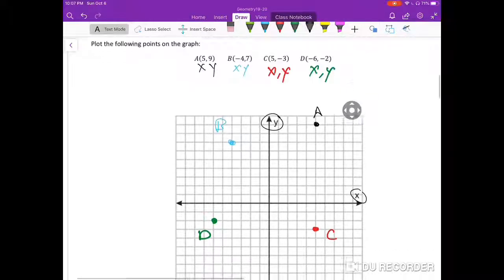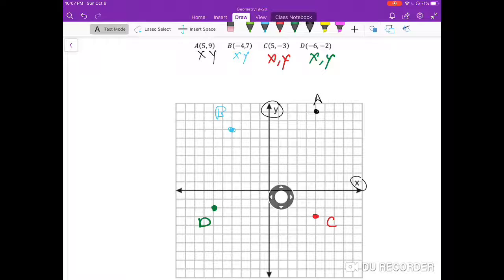So just to review, just to remember, anything going to the right is positive for my x value, the left is negative. Anything going up is positive for my y value, and down is negative. All right, we always do our x first and then our y.